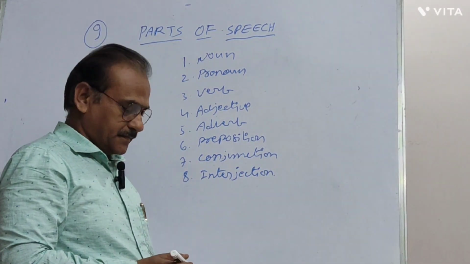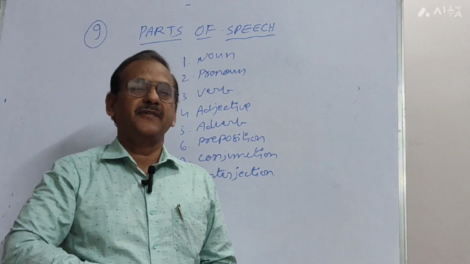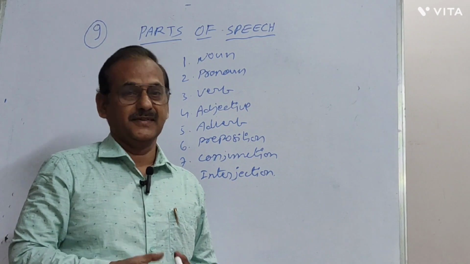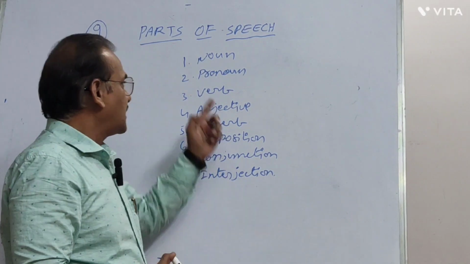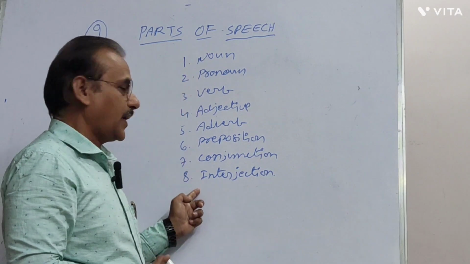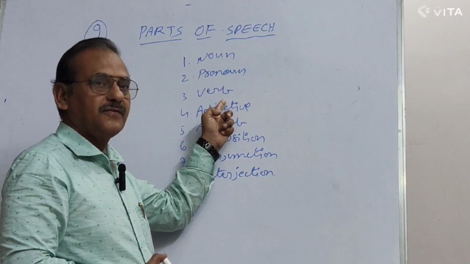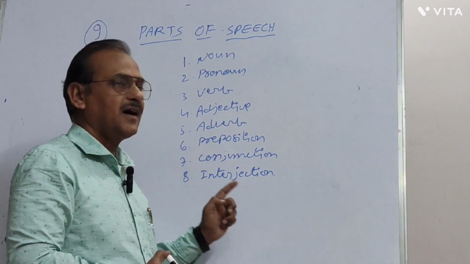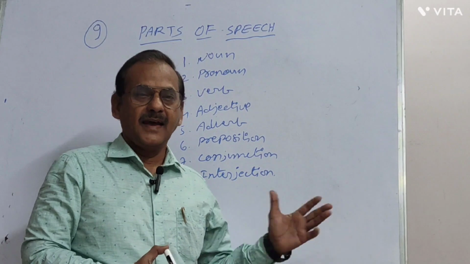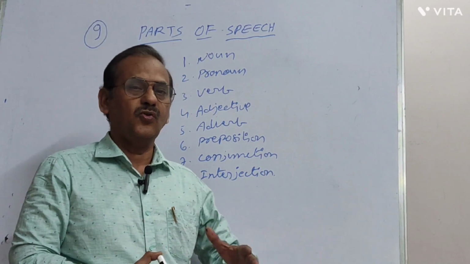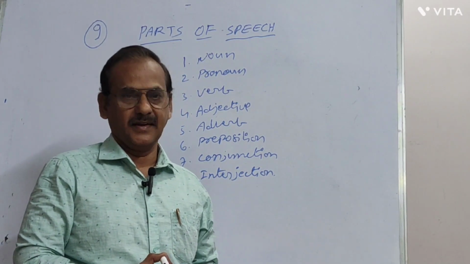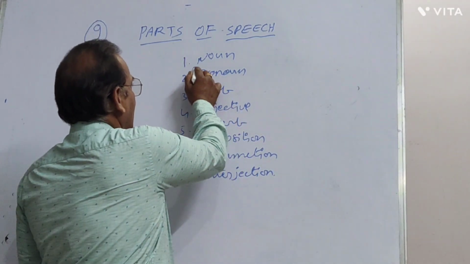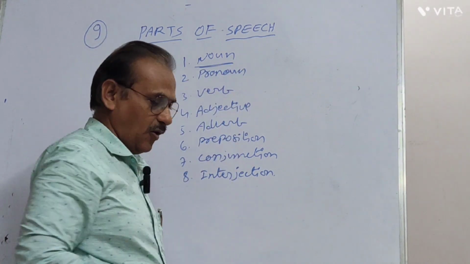Again I repeat, English has been divided into parts of speech for its convenience and for comfort. So these are 8 in number, 1 to 8: noun, pronoun, verb, adjective, adverb, preposition, conjunction, and interjection. Except these 8, there is no other ninth part in English. Let us see one by one. First of all, we learn what is a noun.